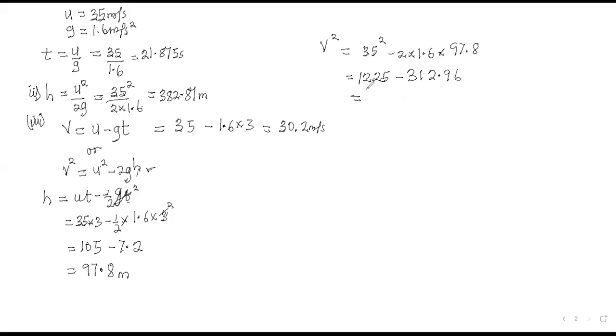Okay, this is 912.04. v therefore is the square root of 912.04. And what's the square root of that, Imelda? It is the same answer, 30.2 meters per second. So that is another way of doing the same thing.